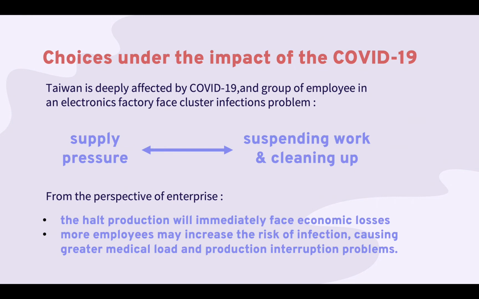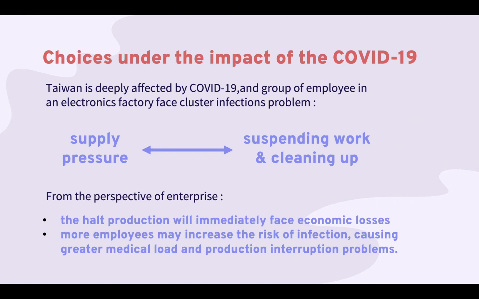From the perspective of the enterprise, the whole production will immediately face economic losses, such as the decrease of production capacity and delivery pressure. However, more employees and local residents may increase the risk of infection, causing greater medical load and production interruption problems. From the above, it is not difficult to judge whether the loss of self-interest or public interest is more important.